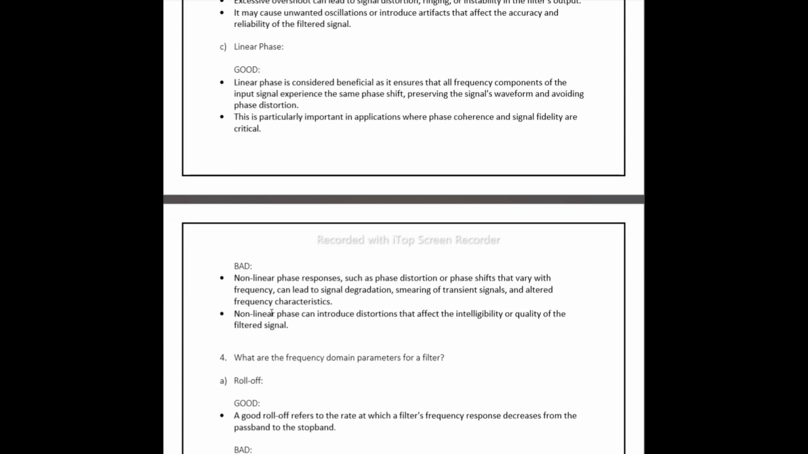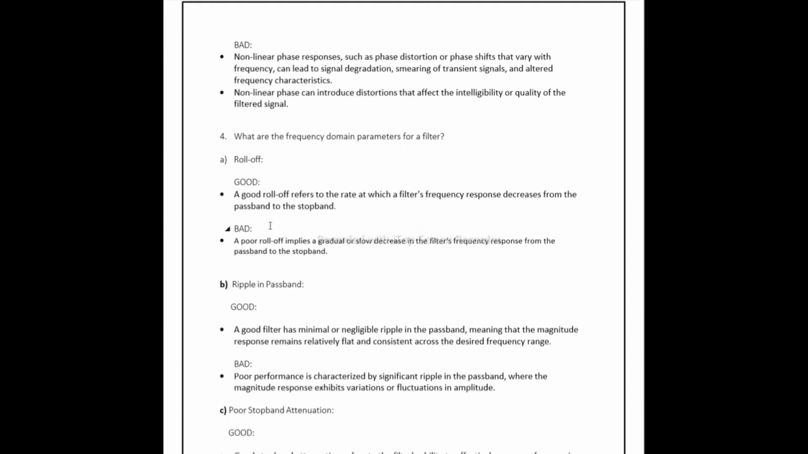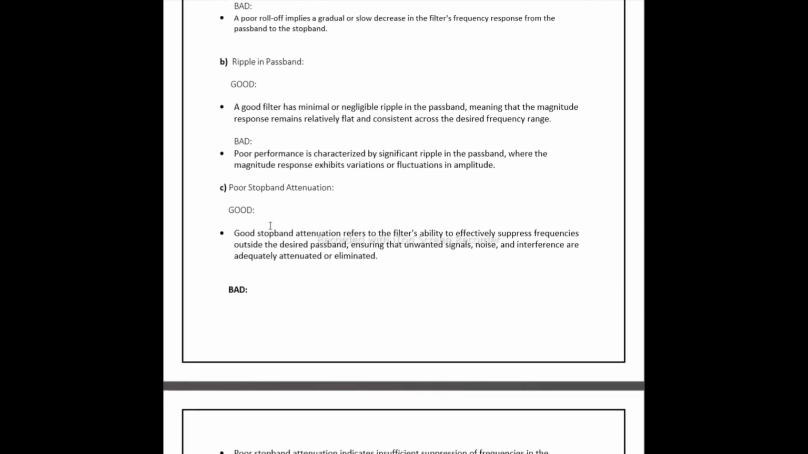So now we move toward question number 4, which is, what are the frequency domain parameters for a filter? So here the frequency domain parameters for a filter are roll off, ripple in pass band, and stop band attenuation.